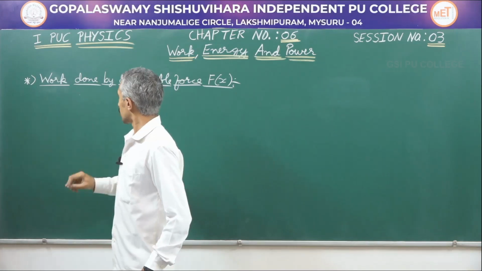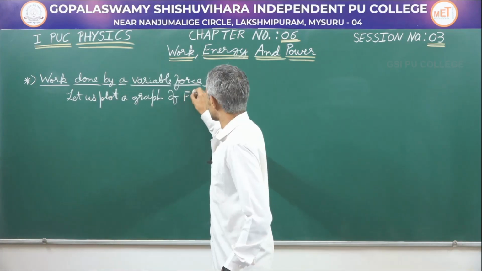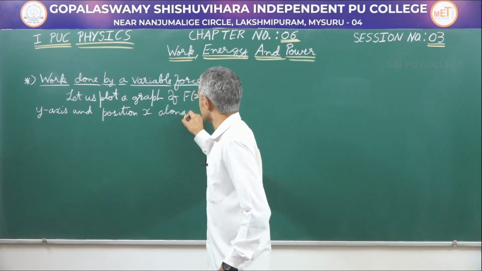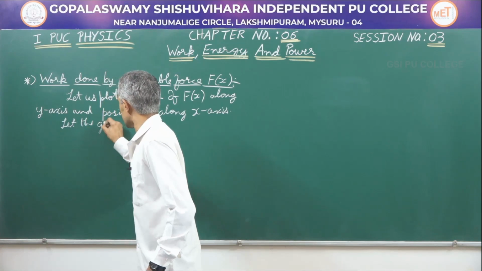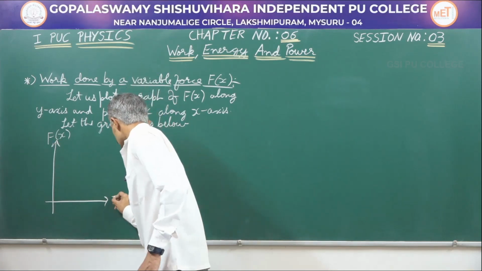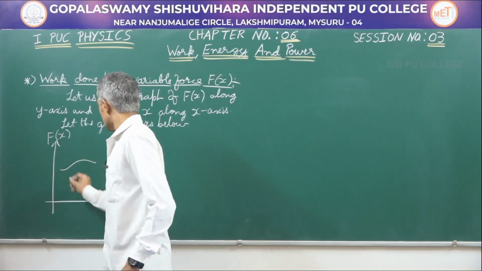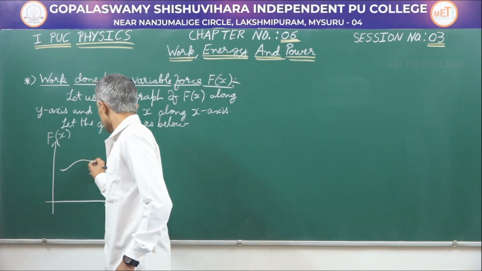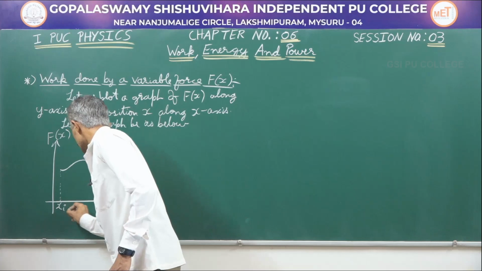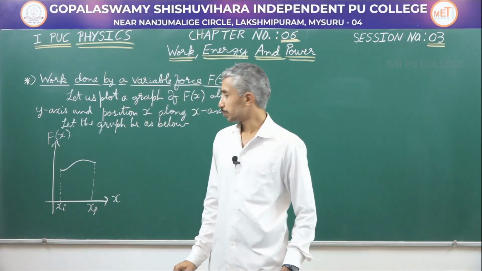To derive the expression for work done in case of a variable force, let us plot a graph of force along y-axis and position, that is x, along x-axis. Let the graph be as shown below. We will take the varying force along y-axis and position along x-axis. So, let it be like this. The force has been increasing and decreasing, and the force acts between the positions xi, which is the initial position, and xf, which is the final position.